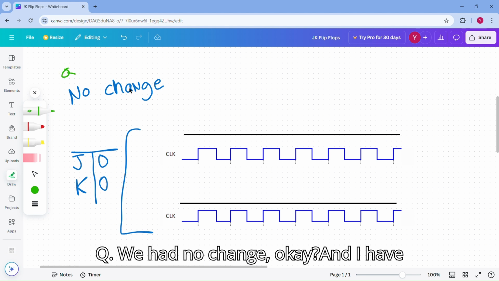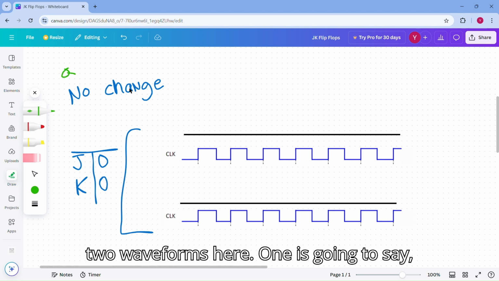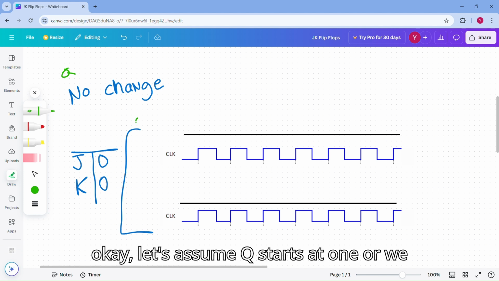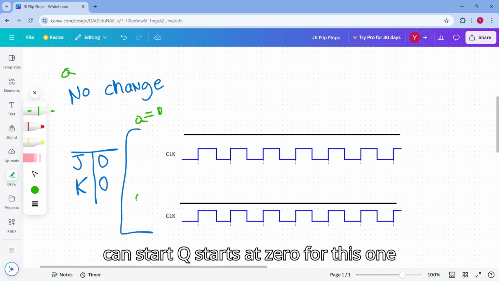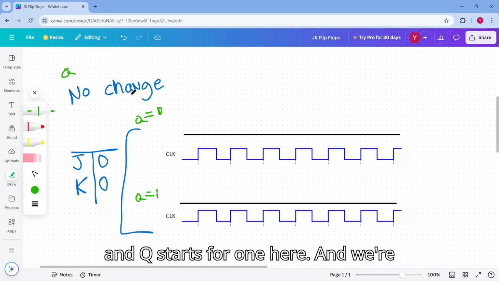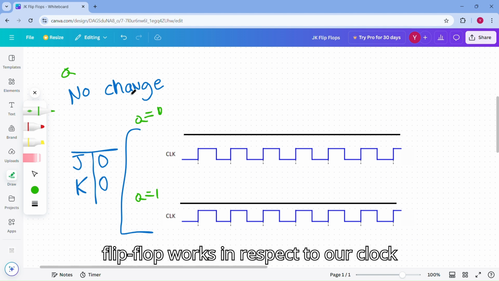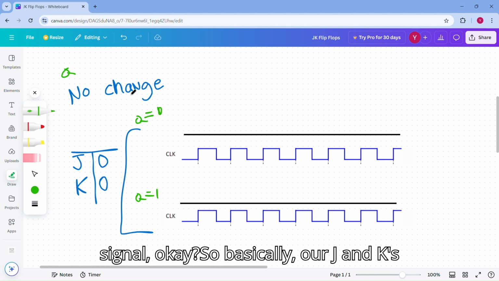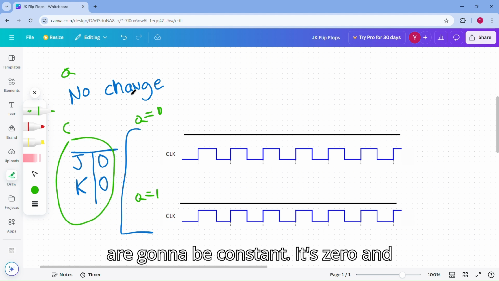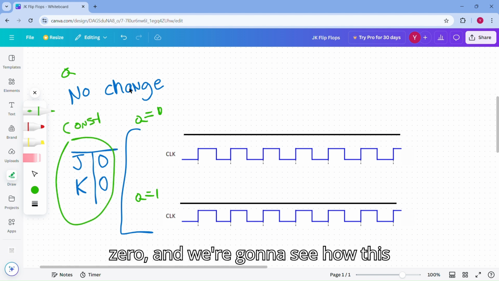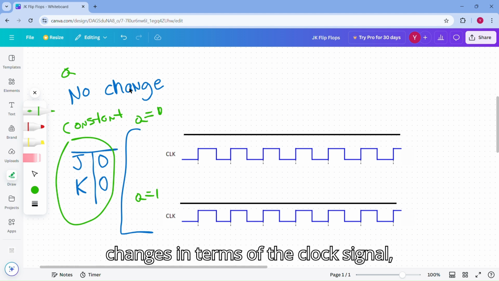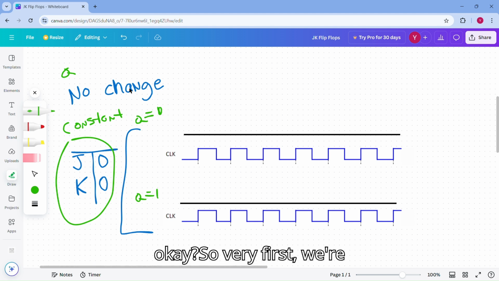We had no change, okay? And I have 2 waveforms here. One is going to say, okay, let's assume Q starts at 0 for this one, and Q starts at 1 here. And we're going to see how the flip-flop works in respect to our clock signal, okay? So basically, our J and Ks are going to be constant. It's 0 and 0, and we're going to see how this changes in terms of the clock signal, okay?